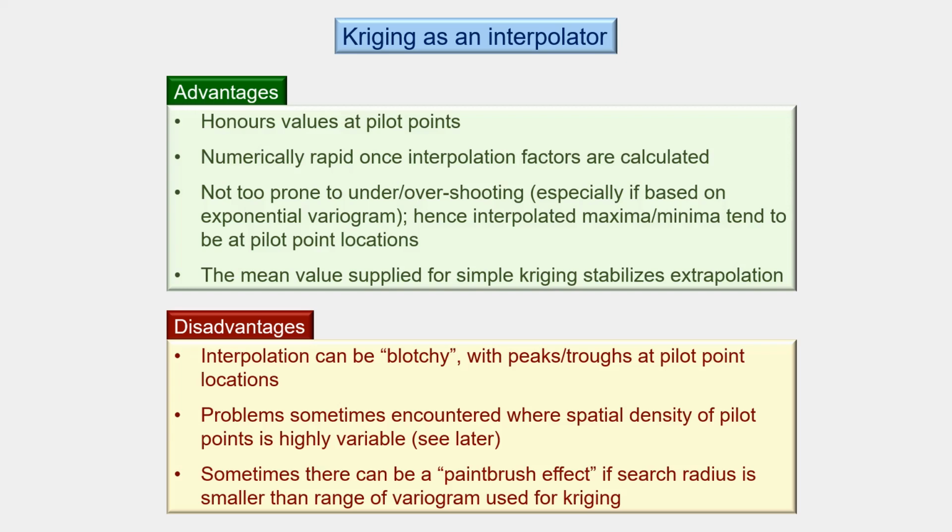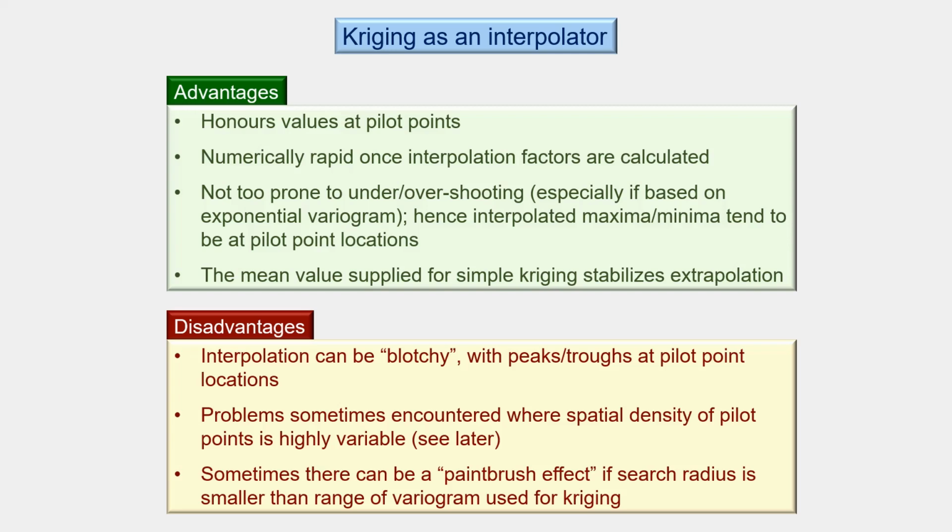It doesn't tend to be too prone to undershooting or overshooting, especially if we use an exponential variogram. It also has some nice features with simple kriging, which we'll talk about shortly. The mean value supplied with simple kriging stabilizes extrapolation if we have to undertake extrapolation and not just interpolation. However, it's not the perfect interpolator.